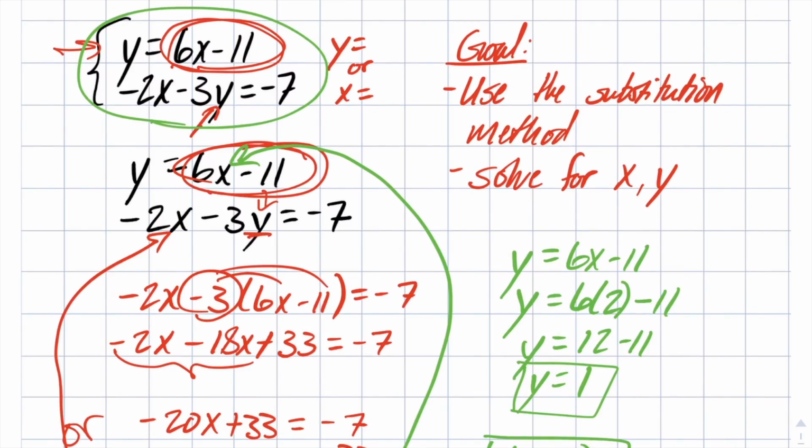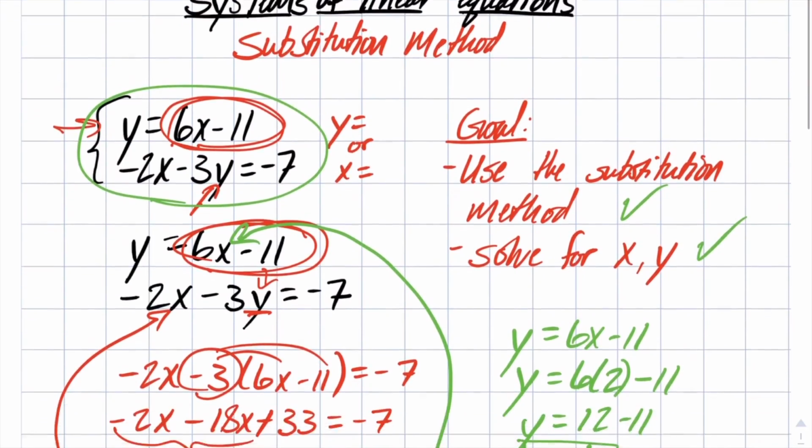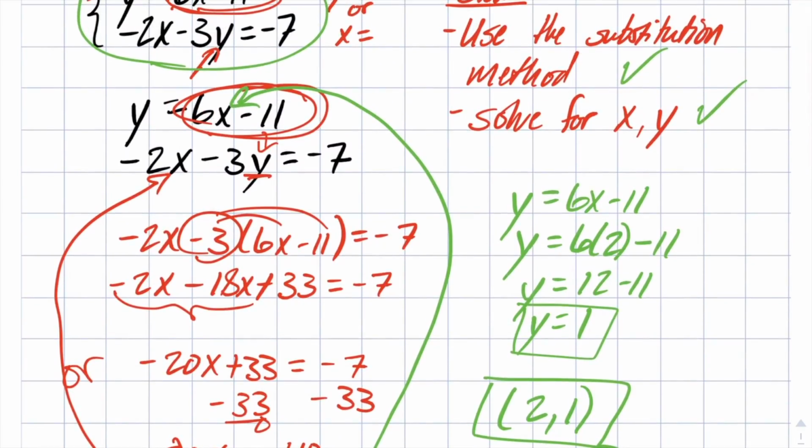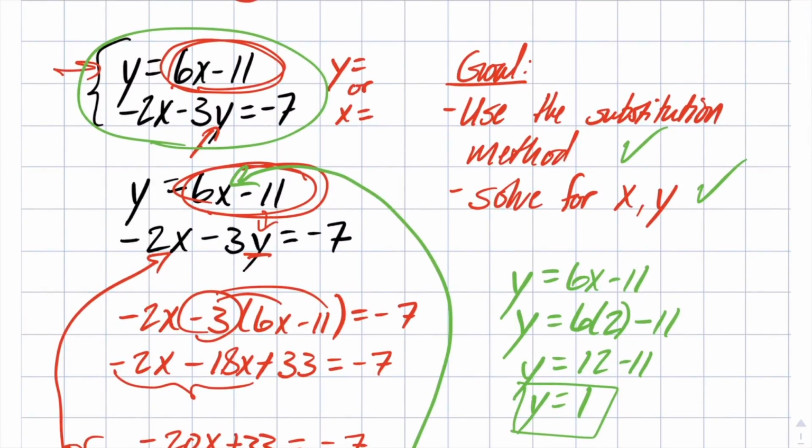So let's go through our checklist. Use the substitution method: we did that. Solve for x and y: we did that. Hopefully this video was clear. Again, it's basically plugging in one value for the other. y equals this, so you plug that in, and x equals this, you plug that in.